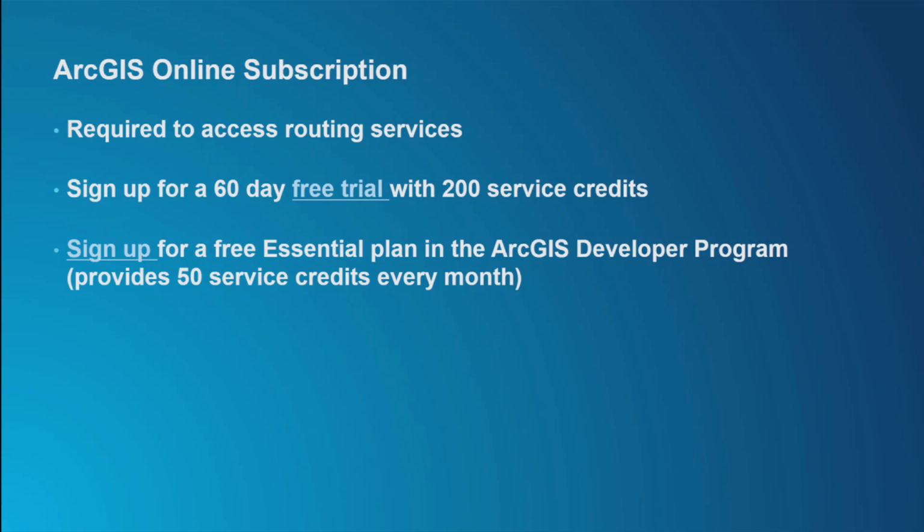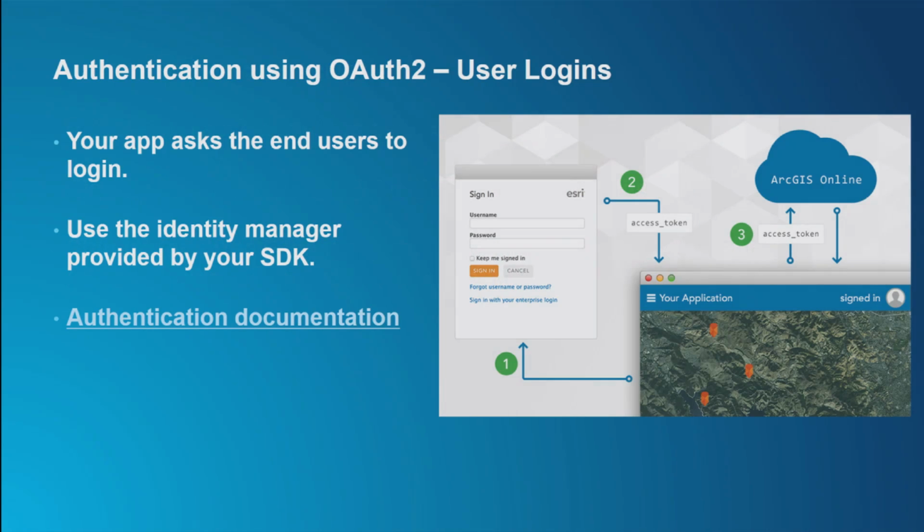If you run out of credits before the end of the month comes, then you have to wait till the end of the month, but every month you get 50 credits that you can use to work with these services. Of course, there are paid plans which give you more credits as you go on. So that's about the subscription.